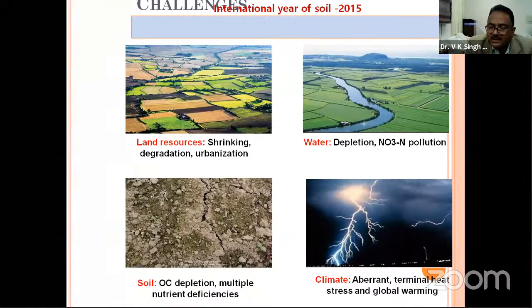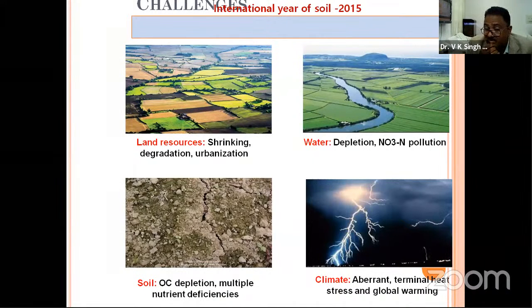If you go back in the 1960s, there was one nutrient deficient, that is nitrogen. But nowadays, in most of the soil responses, we are getting responses for 6 nutrients: nitrogen, phosphorus, potash, sulfur, zinc, and boron. So that is another reason this precision nutrient prescription is required.